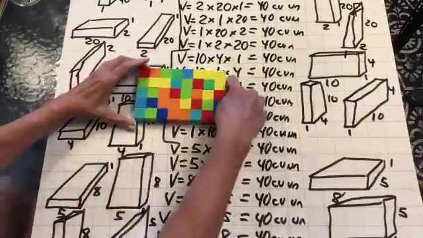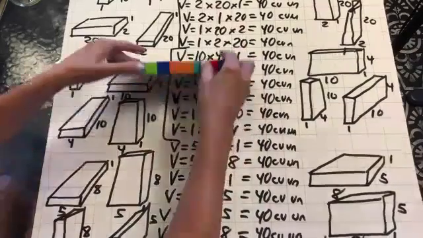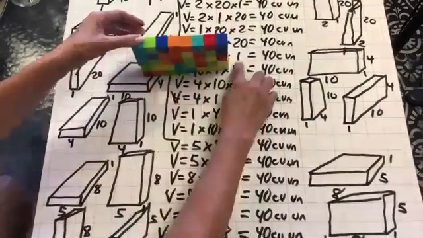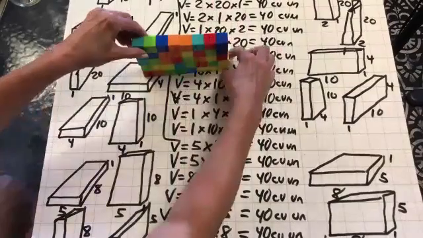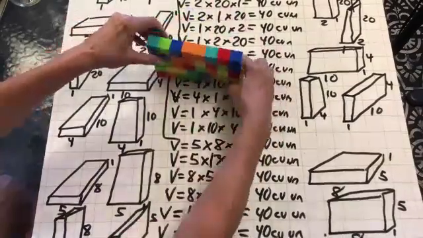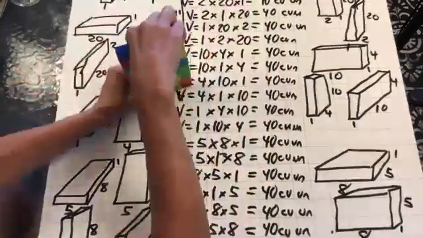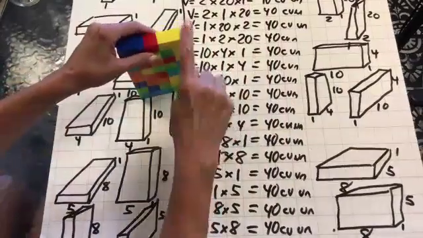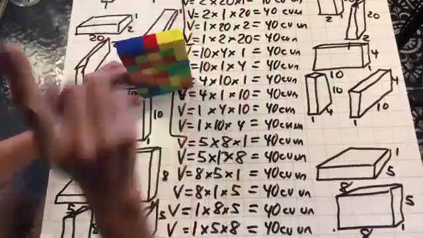8 by 5 by 1 tall, or we can flip it up and now it's an 8 by 1 by 5 tall. We can turn it this way. Let's see. Stay together, you guys. So now we have a 5 by 1 by 8.